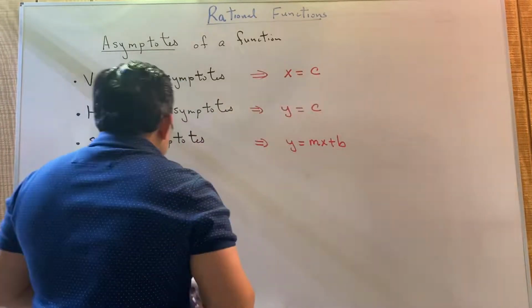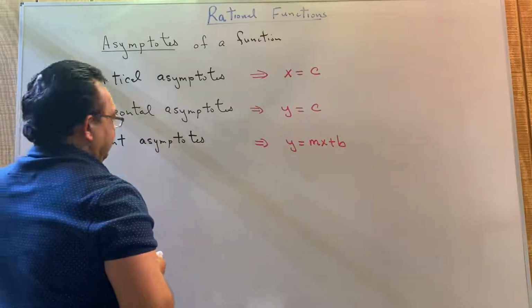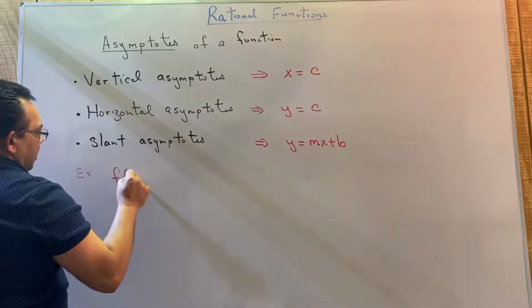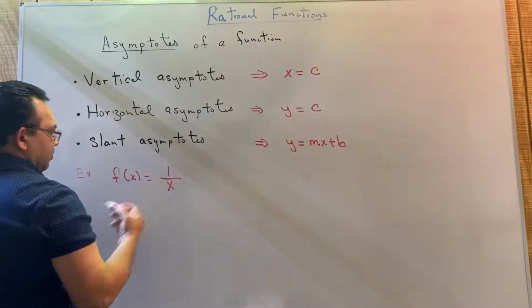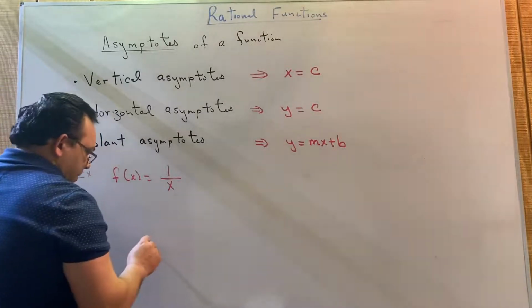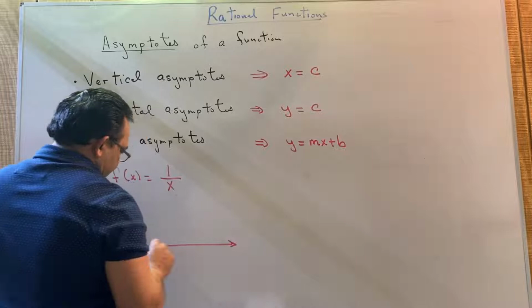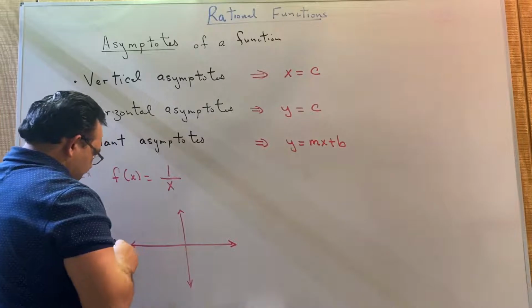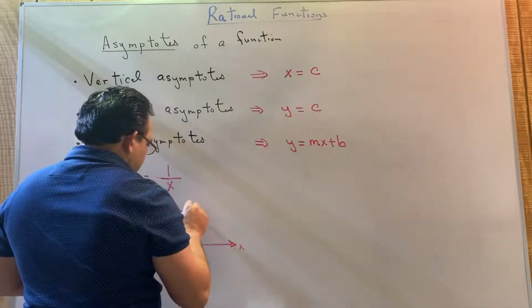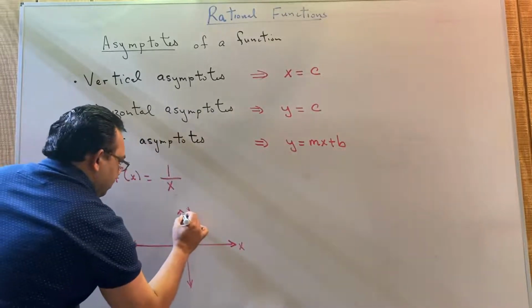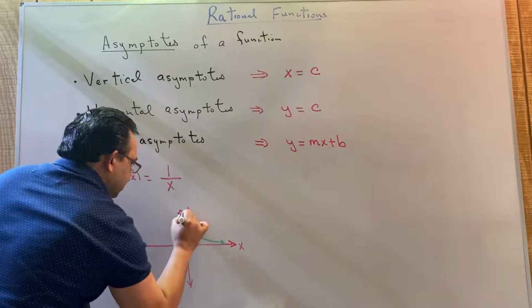So for example, if we look at the function f of x is equal to 1 over x. We know when we graph 1 over x from the parent functions that we have discussed, here's my x-axis, here's my y-axis. For the function 1 over x, we have a graph that looks very similar to this.